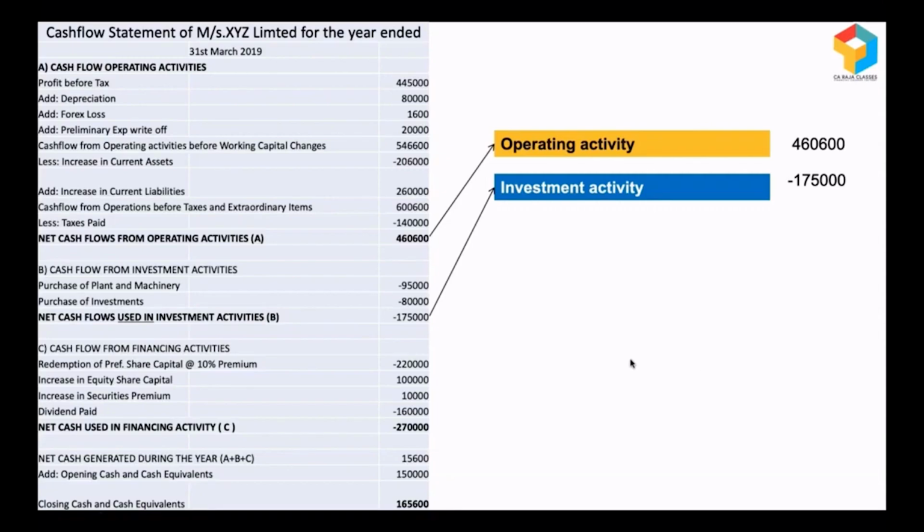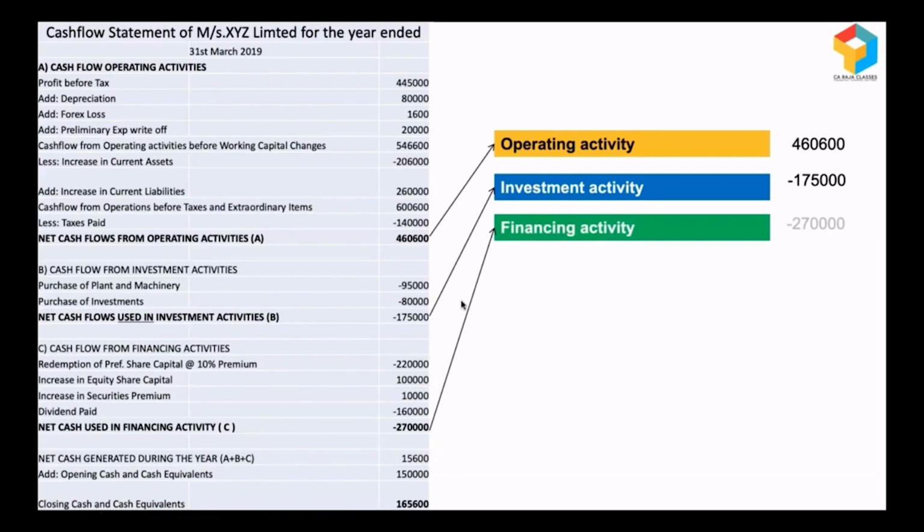If you want to know what those assets are, you have to go back to the statement. Look, they have purchased plant and machinery. They have purchased some investments. Then look at the next key item, that is financing activity. It is a negative cash of 2,70,000. It means to that extent cash had gone out. And if you want to know what those components are, you can go to the cash flow statement and see. Now if you add all the three, you get to know the cash generated during the year, and it's 15,600.